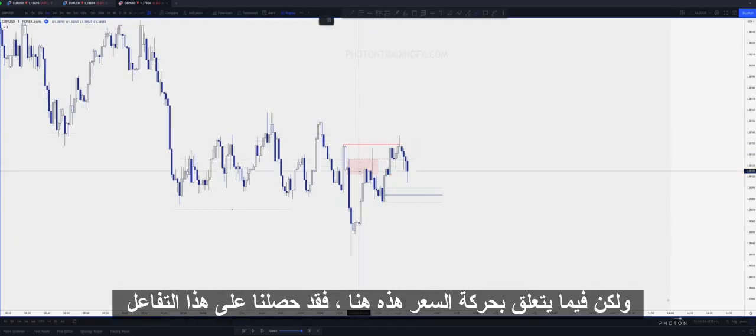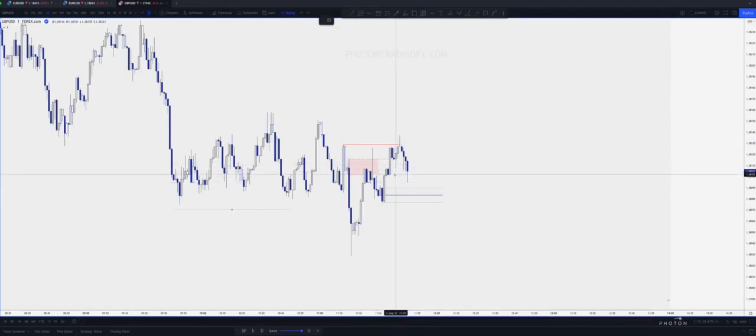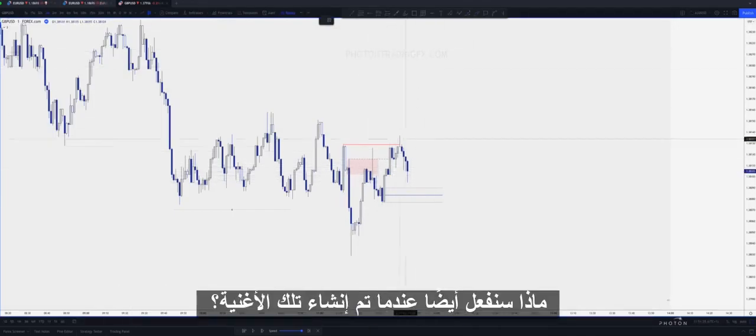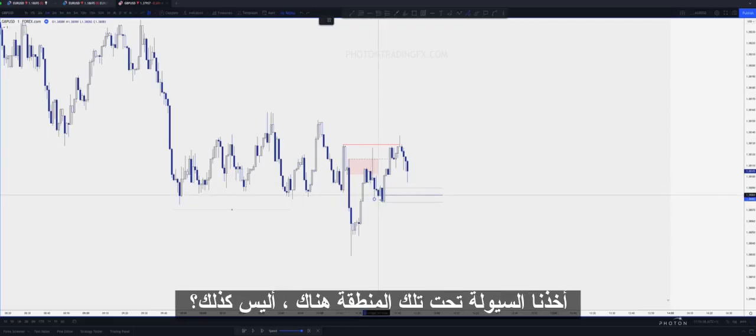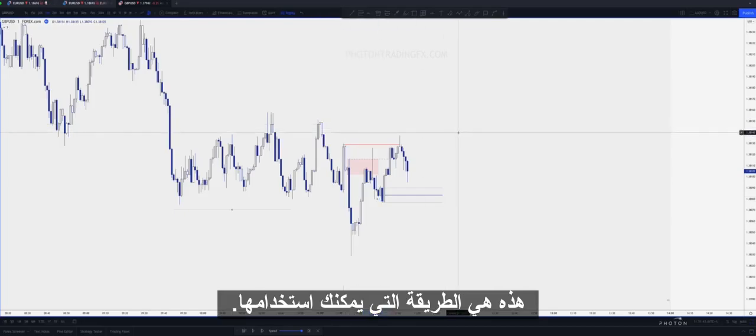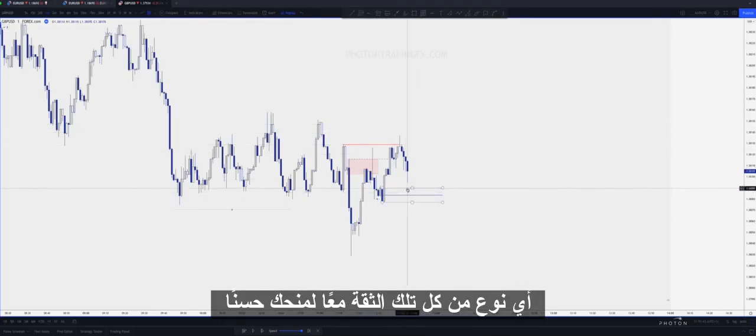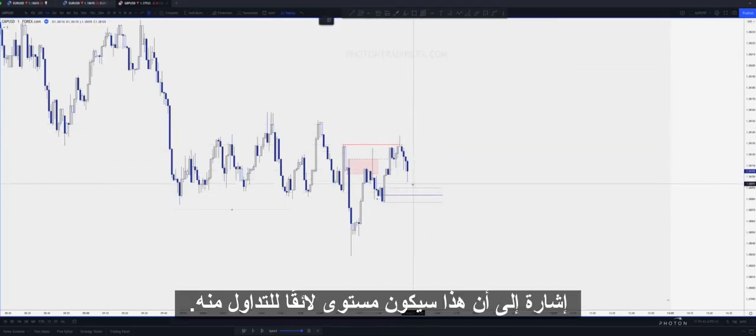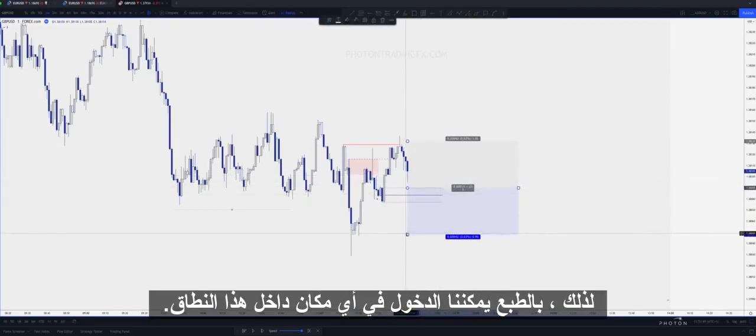But in terms of this price action here, we've had that interaction of buyers and sellers. We have inducement. What did we also do when that zone was created? We took the liquidity below that zone there, right? So we have a sweep zone, we have inducement, we have a failed reaction, right? We have a flip, and we have a change of character. So that's how you can use kind of all of that confluence together to give you a good indication that this is going to be a decent level to trade from. So of course we can enter anywhere within this range.